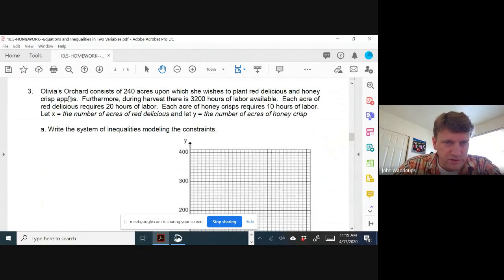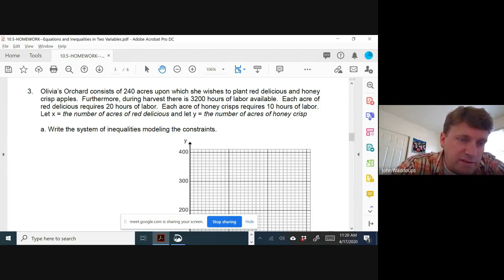Okay, Olivia's orchard consists of 240 acres, upon which she wishes to plant Red Delicious and Honeycrisp apples. Furthermore, during harvest, there are 3,200 hours of labor available. Each acre of Red Delicious requires 20 hours of labor. Each acre of Honeycrisp requires 10 hours of labor. Let x equal the number of acres of Red Delicious, and let y equal the number of acres of Honeycrisp. So write the system of inequalities modeling the constraints.